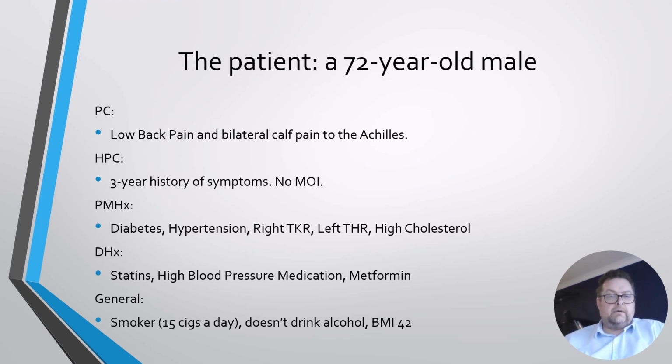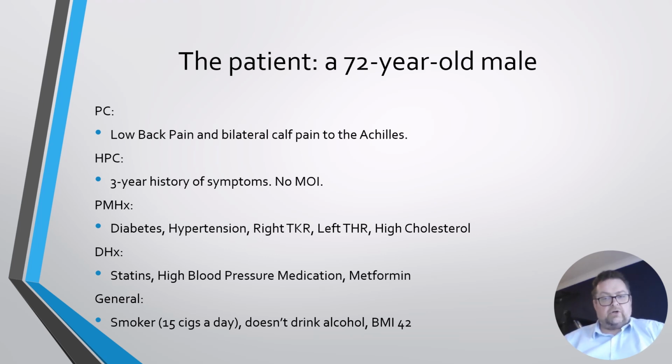I personally learn best by trying to put things into practice, as opposed to just being told this is what claudication is, these are the things you look for. So, this is a case study of a patient I saw a long time ago. He presents in clinic with lower back pain and bilateral calf pain to the Achilles. He is 72 years old. He's had a 3-year history of his symptoms with no injury, and his past medical history includes diabetes, high blood pressure, high cholesterol, and joint replacement surgery. In particular, he has had surgery for a knee replacement and a hip replacement.